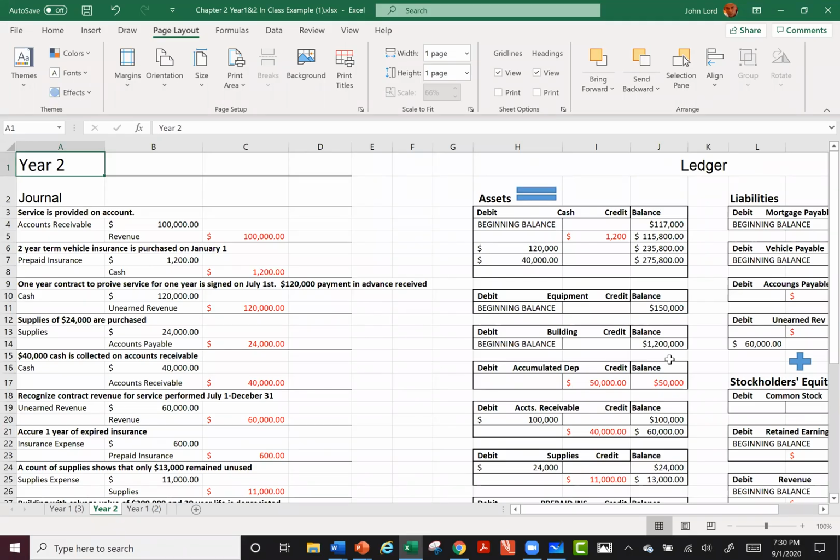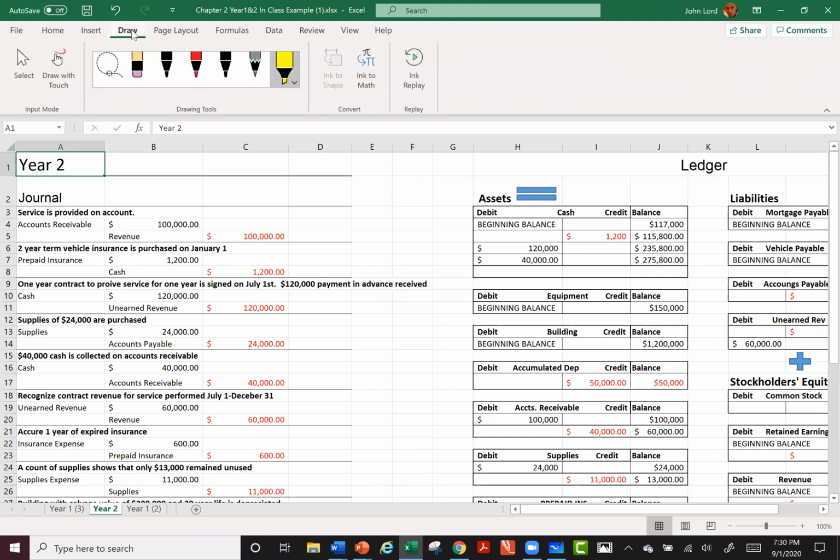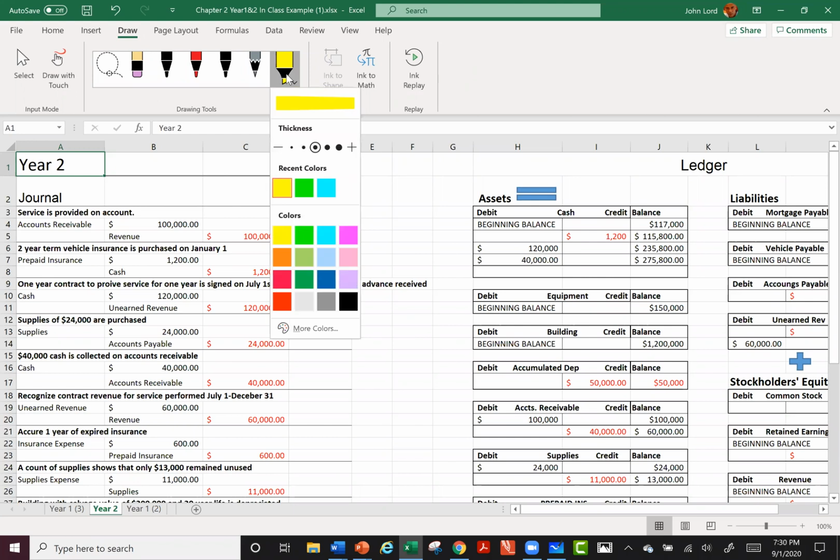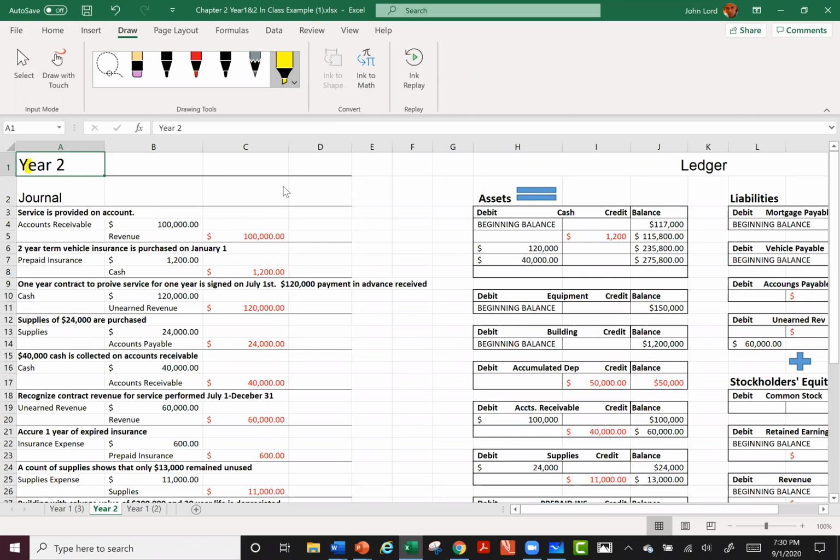All right, guys, I want to go ahead and get us started back. We'll finish year 2 for sure, but I just want to go ahead and jump us in. So let's take a look at year 2 here now. And again, remember our revenues, our expenses, our dividends, our income summary will all show 0. Our balance sheet accounts will show beginning balances, right?